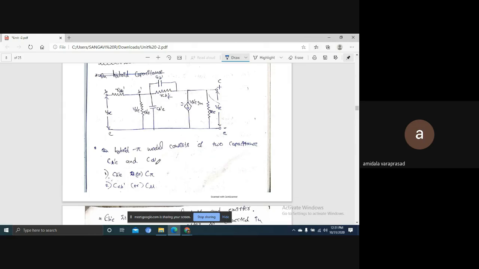Okay, and C B'C. Two capacitors are there. C B'E is also called C pi. Please keep in mind C pi. C B'C I can also call it C mu.